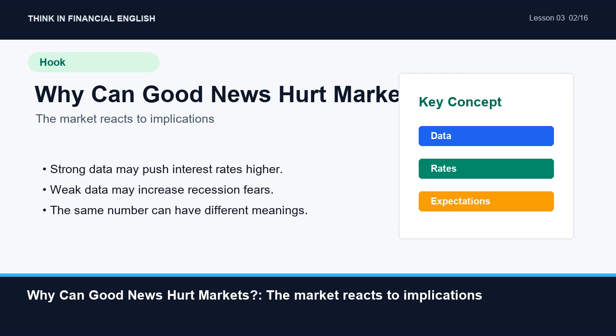Here is the key question: why can good economic news sometimes hurt the market? If inflation is too high or growth is too strong, investors may expect the central bank to keep interest rates high. So the market does not only react to whether a number is good or bad. It reacts to what the number implies. A strong market professional does not read one indicator in isolation. The key skill is connecting growth, inflation, employment, and external demand.